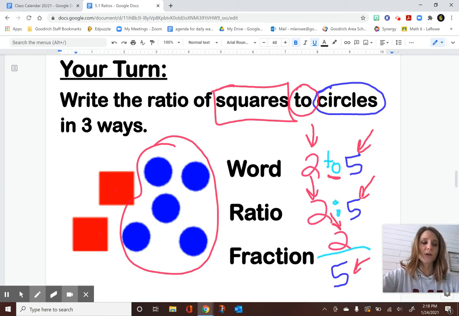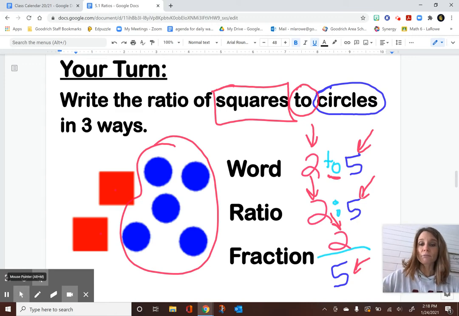How'd you do on that one? Were you able to count correctly and write the ratio correctly?